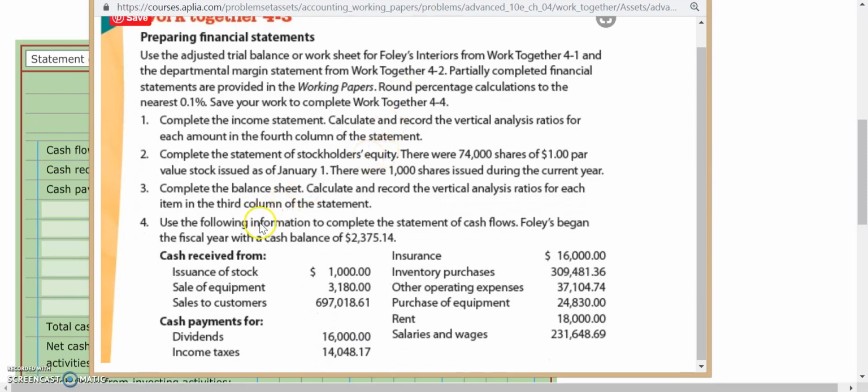So it says for step 4, we're going to use the following information to complete the statement of cash flows. Foley's began the fiscal year with a cash balance of $2,375.14. Okay, so we also have information on the cash that was received from and our cash payments that were made for the following information.